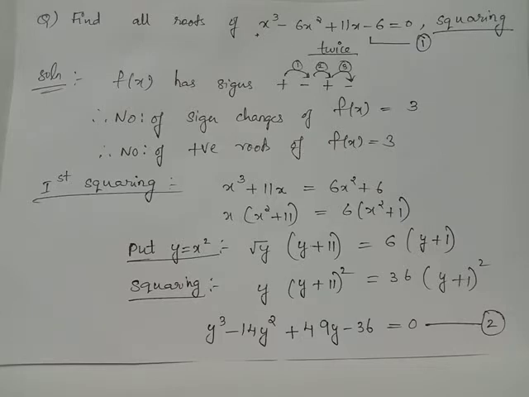The given equation 1 can be rewritten as x cube plus 11x equals 6x square plus 6. We have done the grouping such that we have odd power terms of x in the LHS and even power terms of x in the RHS. Thus, we have x multiplied by x square plus 11 equals 6 times x square plus 1. Here, when you make the assumption y equals x square, we have root y multiplied by y plus 11 equals 6 times y plus 1.